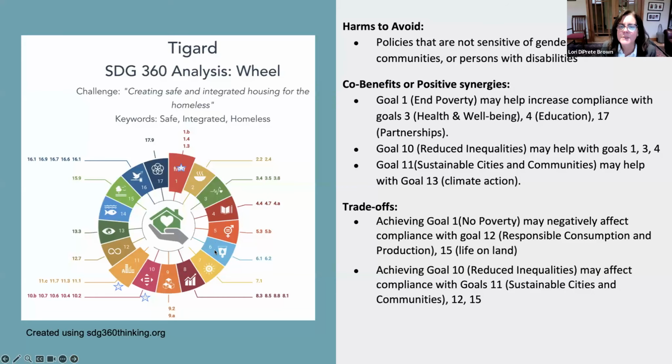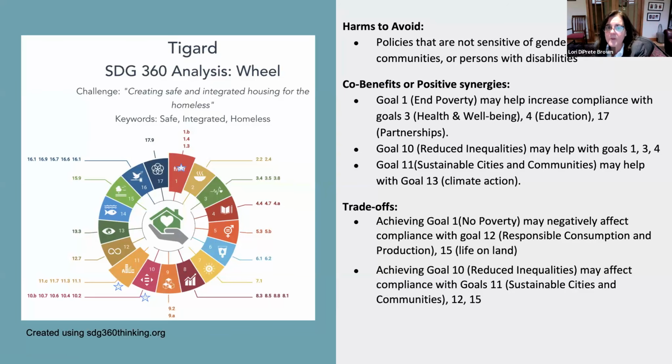And then here's another one that really followed the letter of the methodology, which is, you create this wheel. You can see how just what you were doing would create this wheel with the legend. And this was related to people who are homeless and creating safe and integrated housing for folks. And look at how many SDGs they linked it to. And then we asked them to analyze it by saying, what are the co-benefits that would happen if you provide this housing? And they said, well, it's going to reduce inequalities.